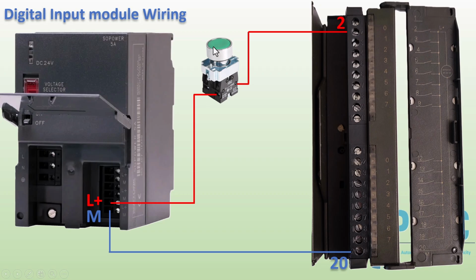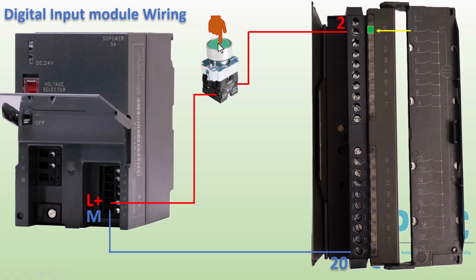As you can see, each terminal is equipped with an LED indicator. These LEDs light up when the corresponding input is active, providing a visual indication of the input status. For example, in this setup, when the start button is pressed, the LED next to the corresponding input terminal will turn on, signaling that the input is now active. This action sends a high-pulse logic 1 to the CPU, indicating that the input has been triggered. This wiring configuration ensures that the PLC correctly detects input signals from external devices, allowing it to respond accordingly in the control program.